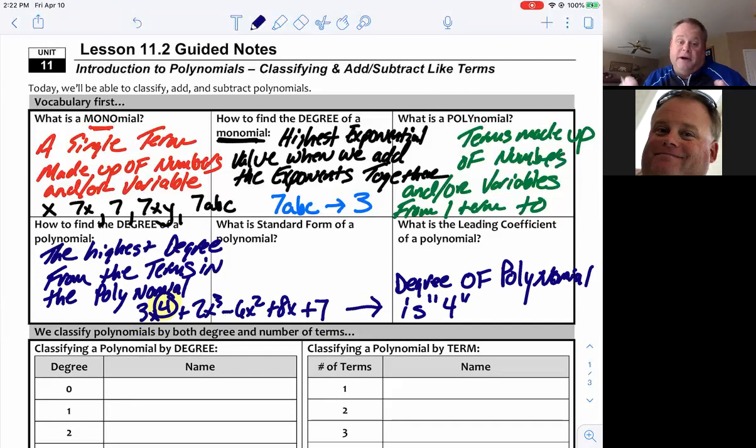Okay, now a monomial is only one term, so you add up the powers. Here you're looking for the largest power. Okay, I'm going to erase again to give myself some space.